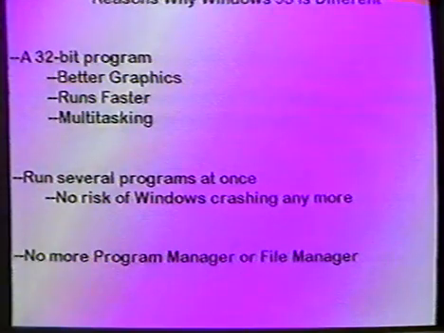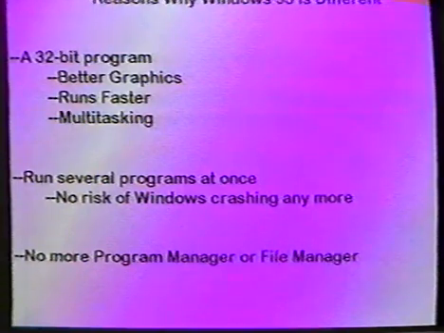There are several reasons why Windows 95 is different from other versions of Windows. One is that Windows 95 uses a 32-bit program, which means that it has better graphics, runs faster, and it is multitasking. This means that you can run several programs at once without worrying about your system crashing.